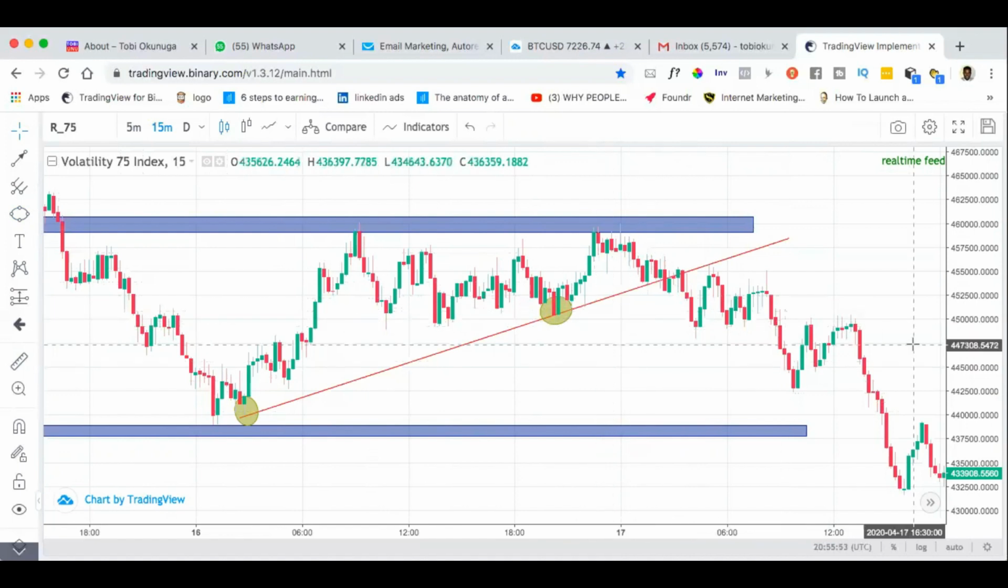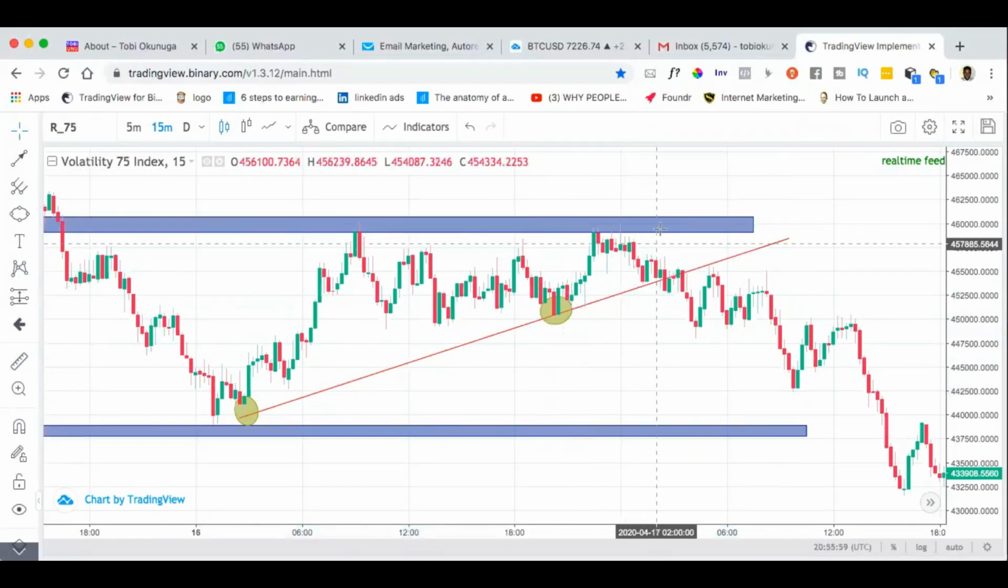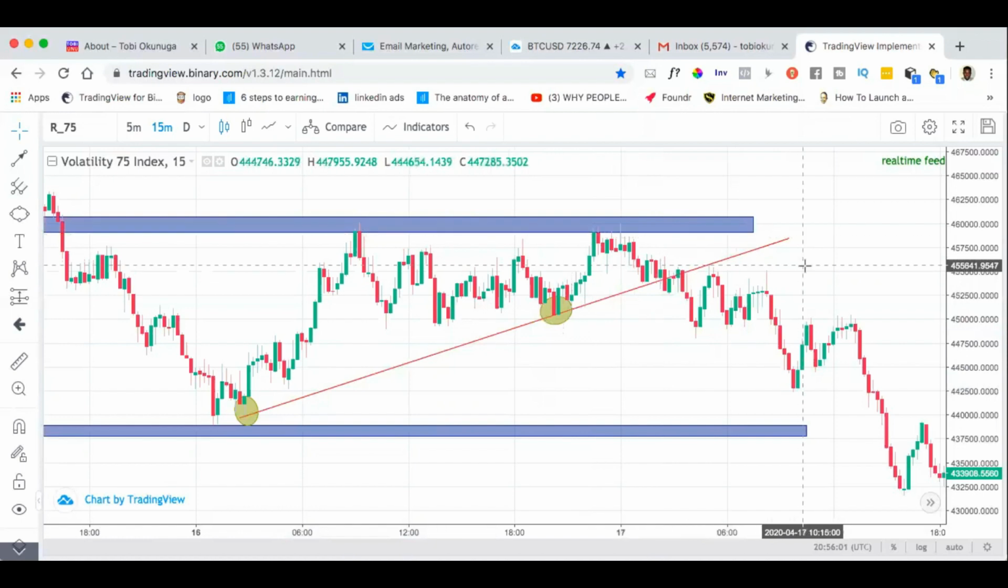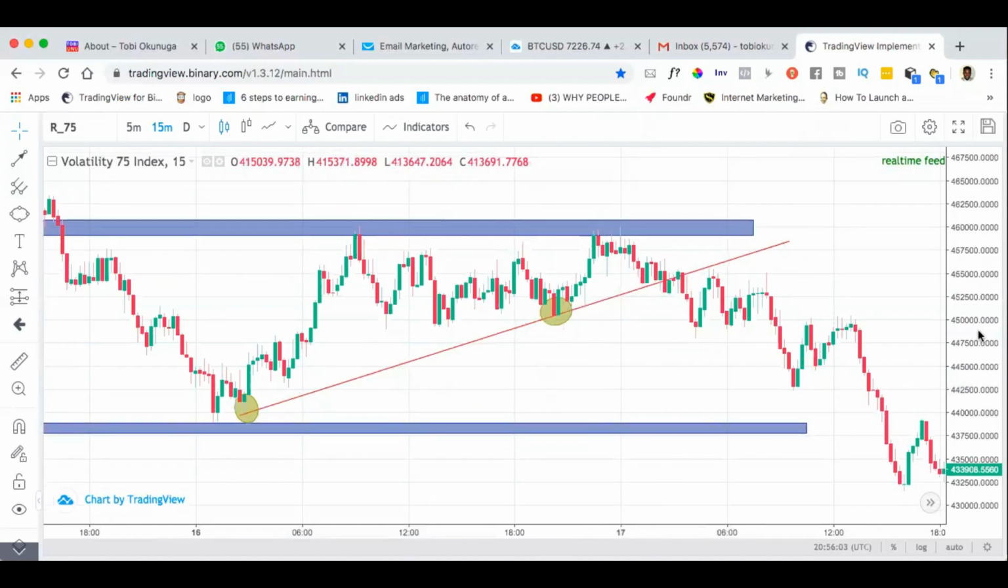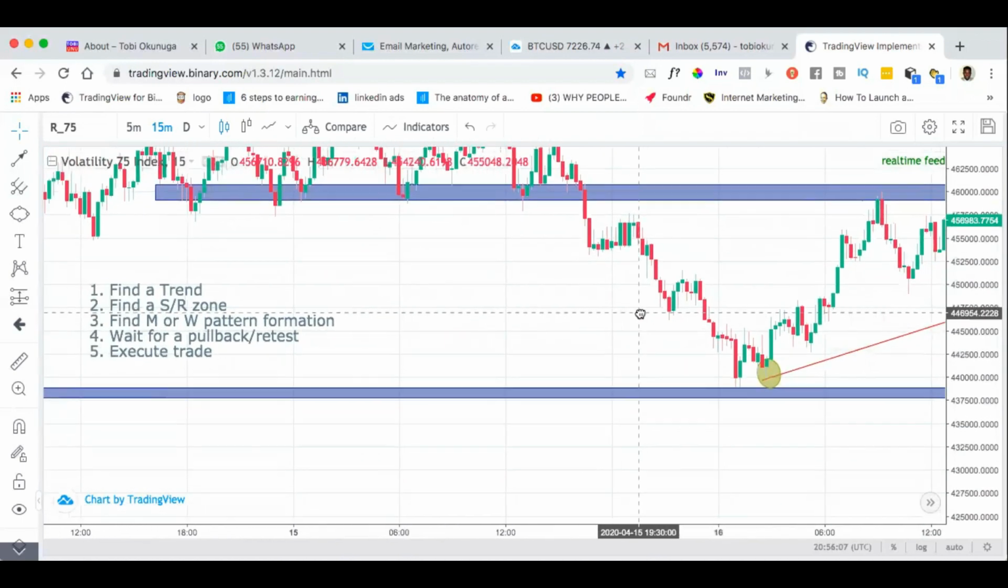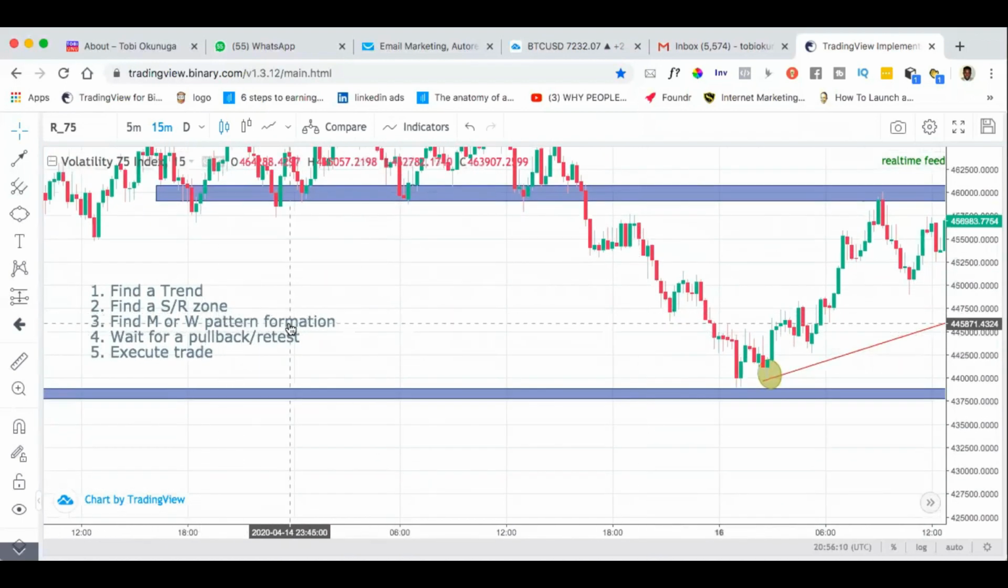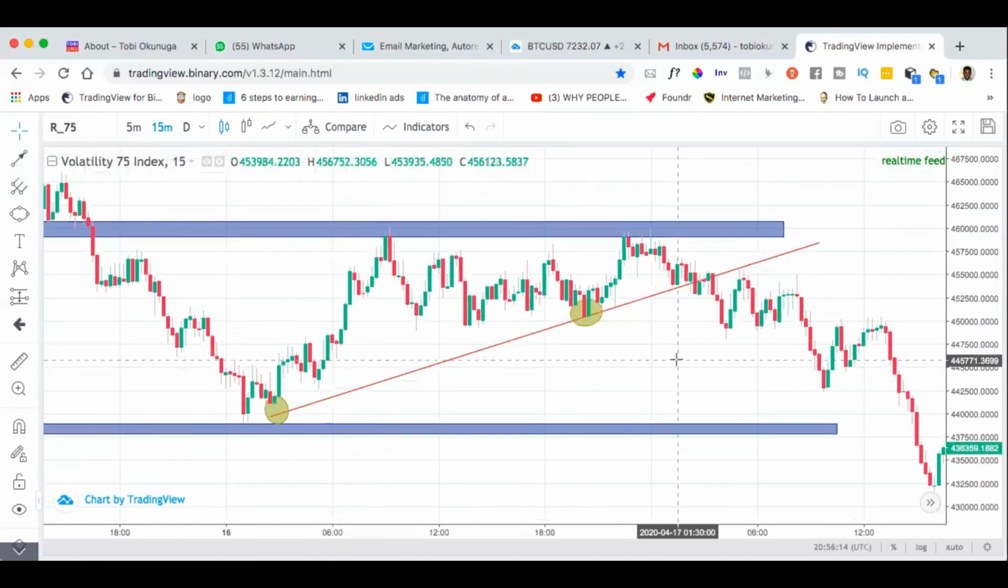Okay, so what am I looking for next? I've marked my resistance zone, so I know that there is a resistance at this point. The next thing I'm going to do is look for an M or W pattern formation. For a sell, I'm looking for the M pattern.